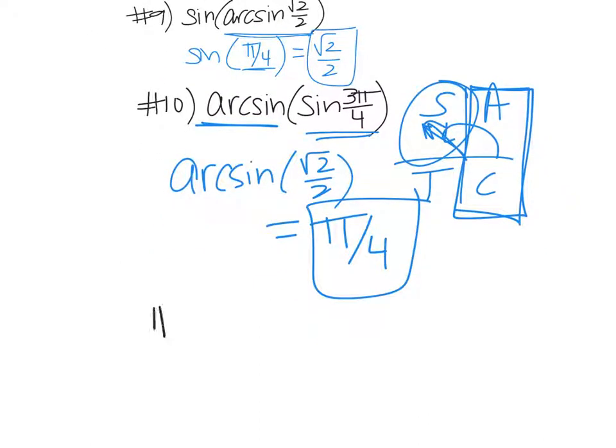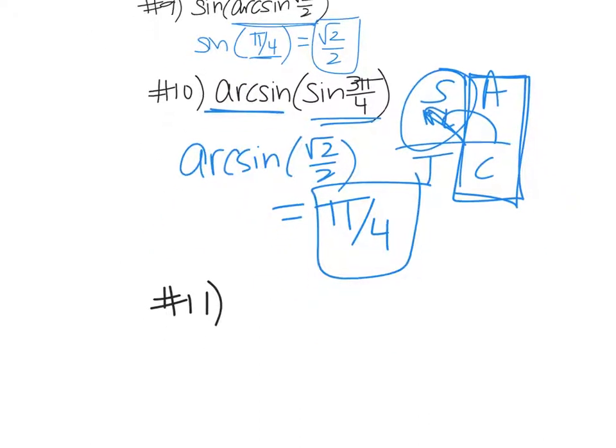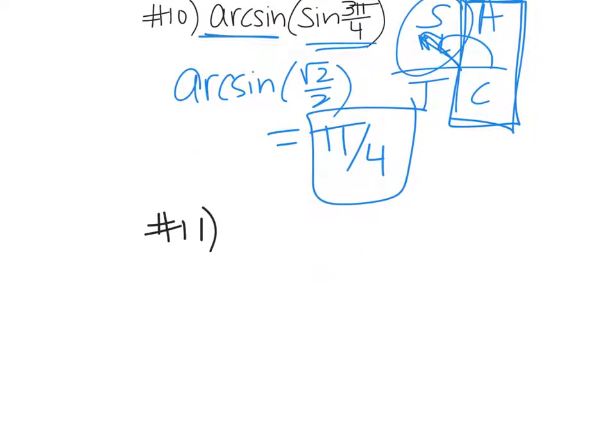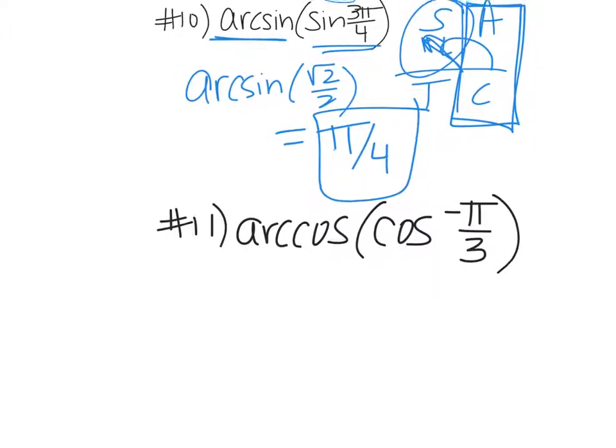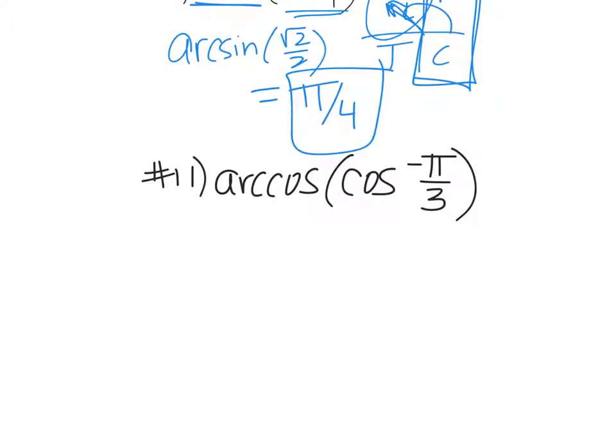All right, number 11. Let's do the arc cosine of the cosine of negative pi over 3. Same thing here. These don't just simply cancel each other out. Okay? There's other ways to do this, though.